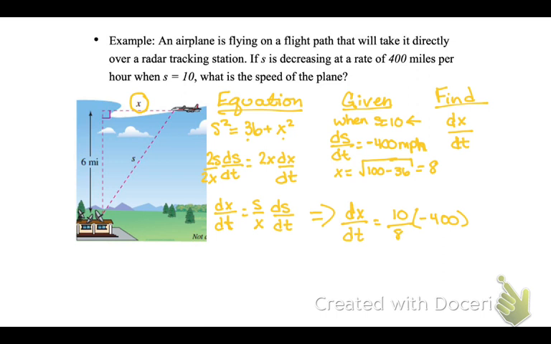So if it gave me s, it's just like when they give me x and I need y, I've got to plug it in to find y, correct? Okay, well, 8 goes into 400, 50 times. So dx/dt is negative 500 miles per hour.